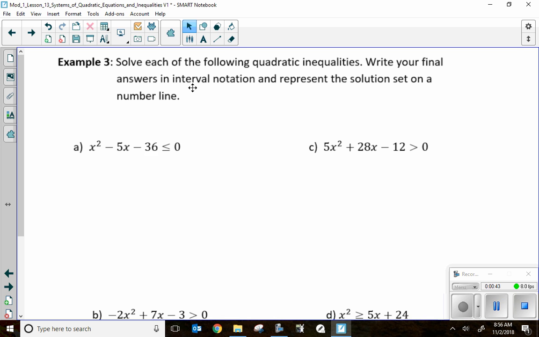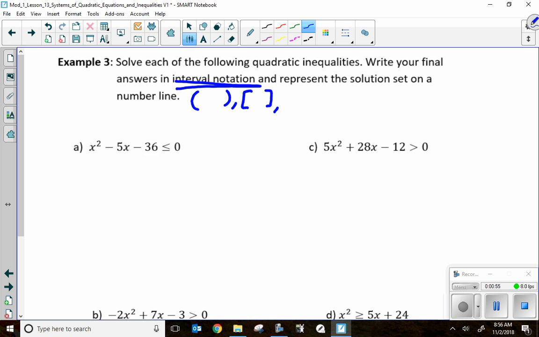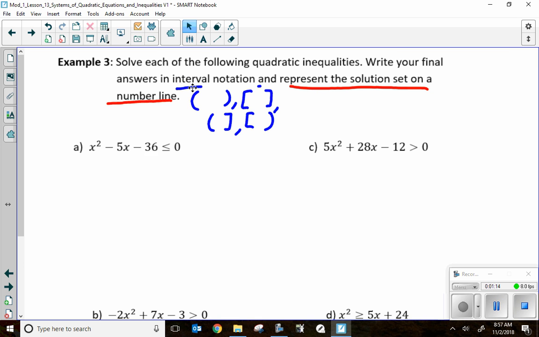Solve each of the following quadratic inequalities. Write your answers in interval notation. What that means is you're going to put your answers in parentheses, brackets, maybe a parenthesis with a bracket or vice versa. That's interval notation. We have to write our answer like this. And the second request they're making is that they want us to represent the solution set on a number line. Easy enough. We've done that already in Part 1. So let's get going here.